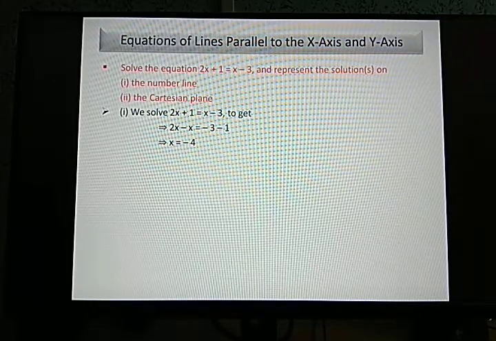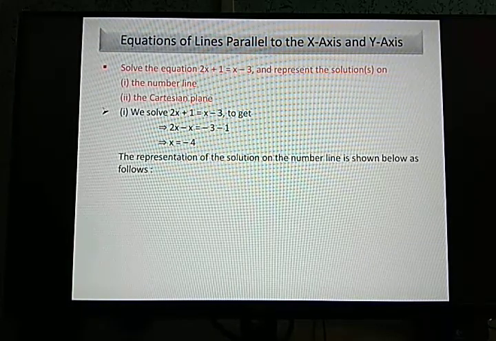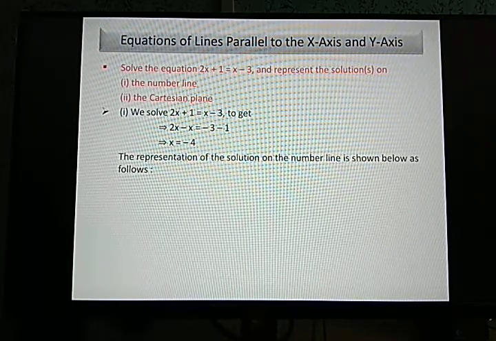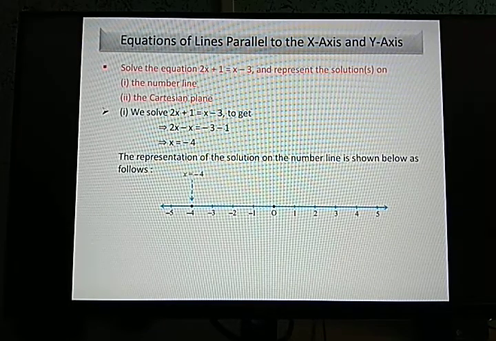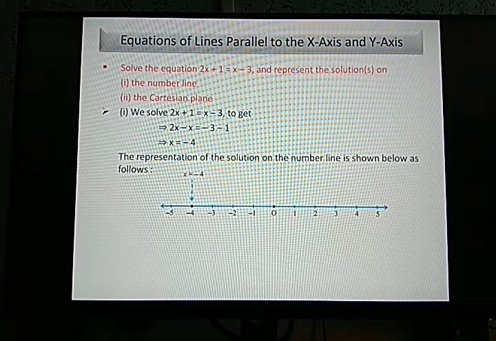Now we have to plot this x equals -4 on the number line. Since it is only one variable involved here, it will be represented on the number line. So it will look like this. So on the number line, as you can see, -4 is on the left side of the number line. So this way we can represent the equation in terms of one variable on the number line.